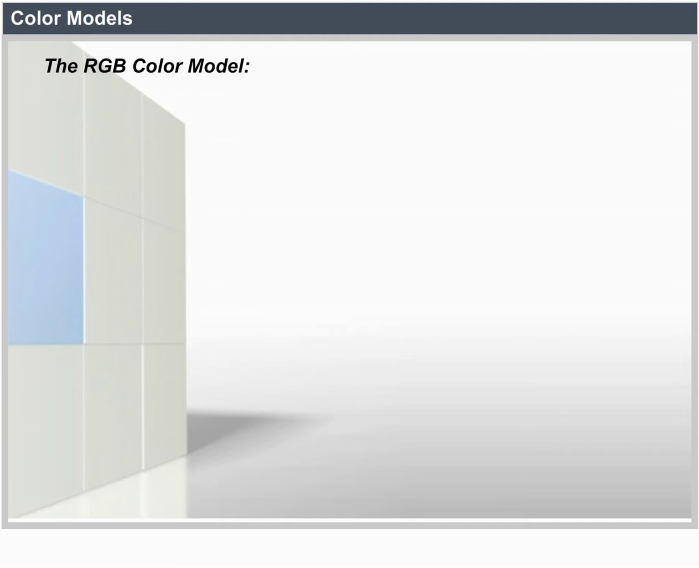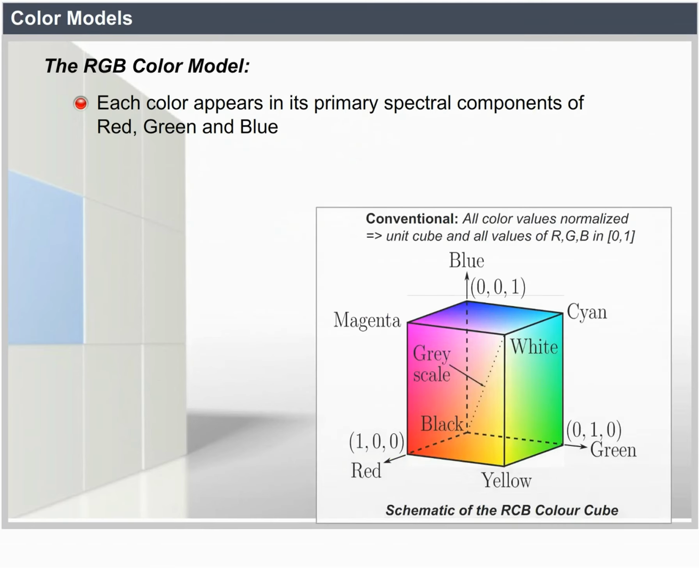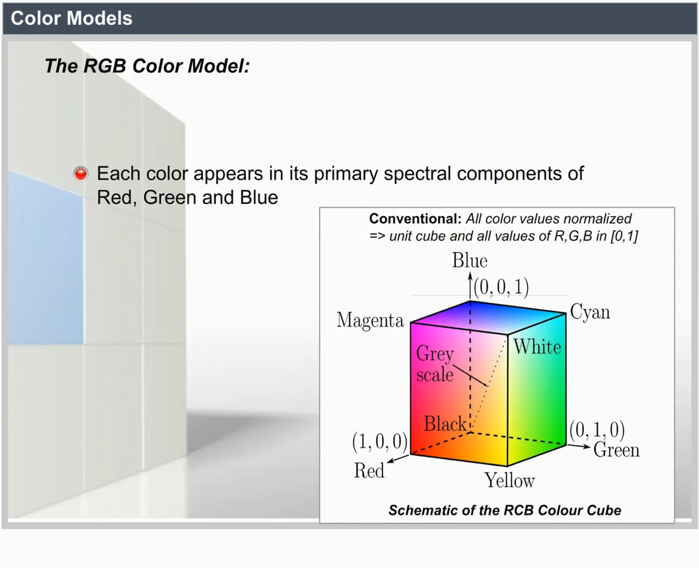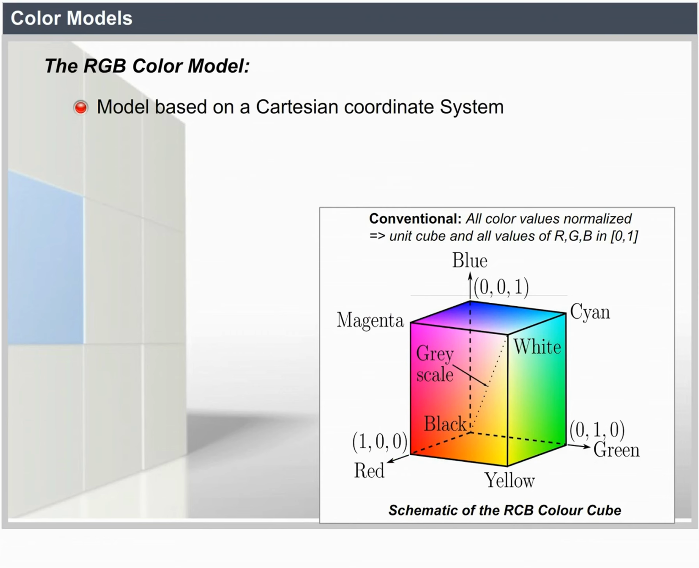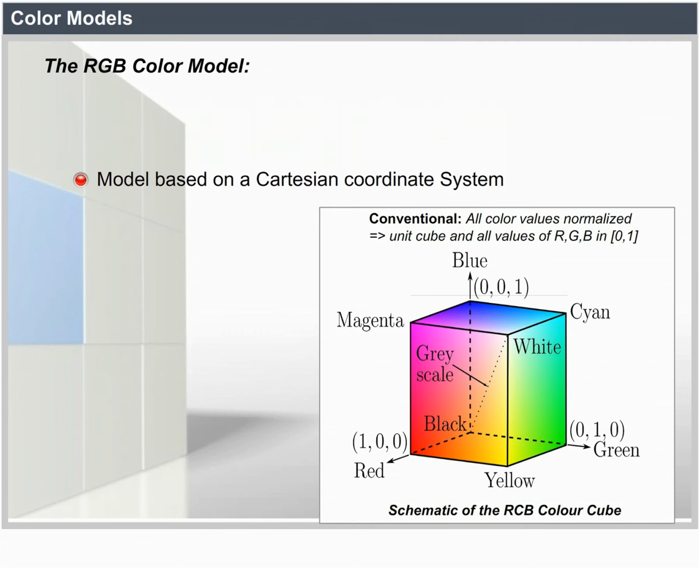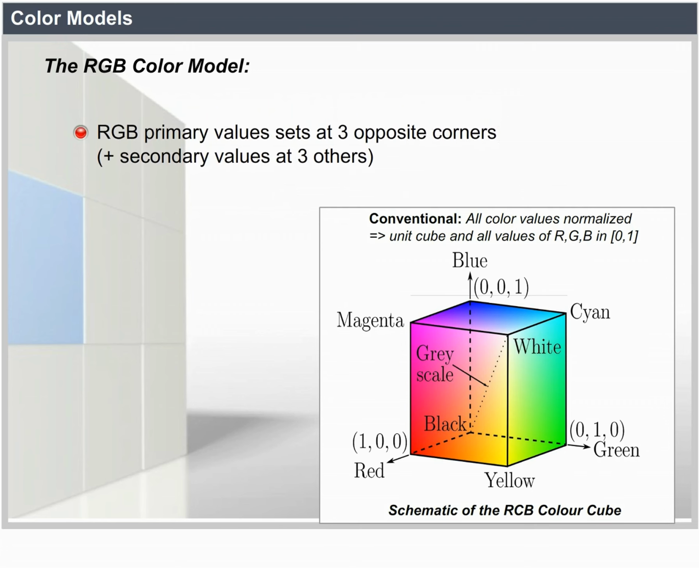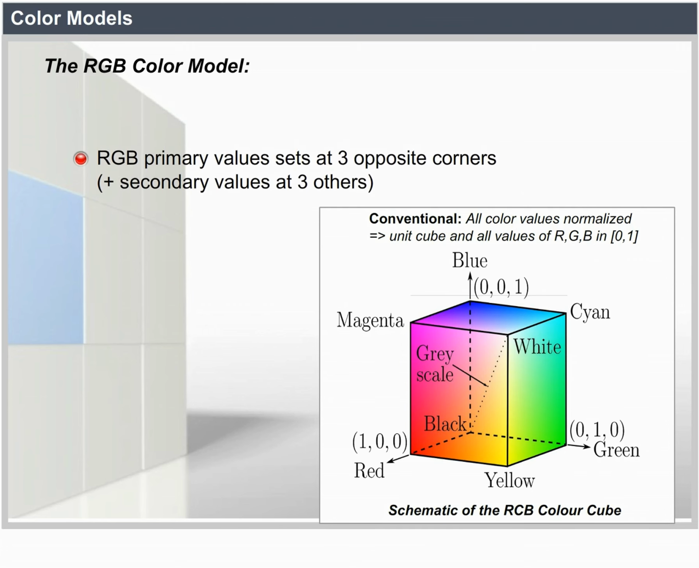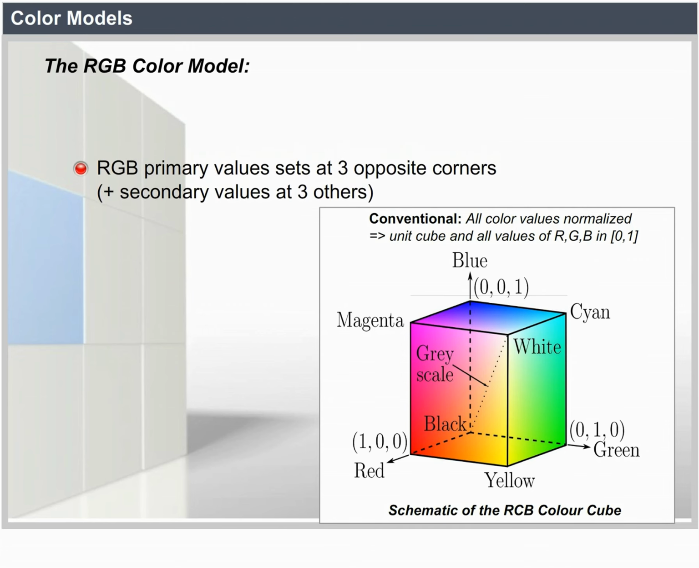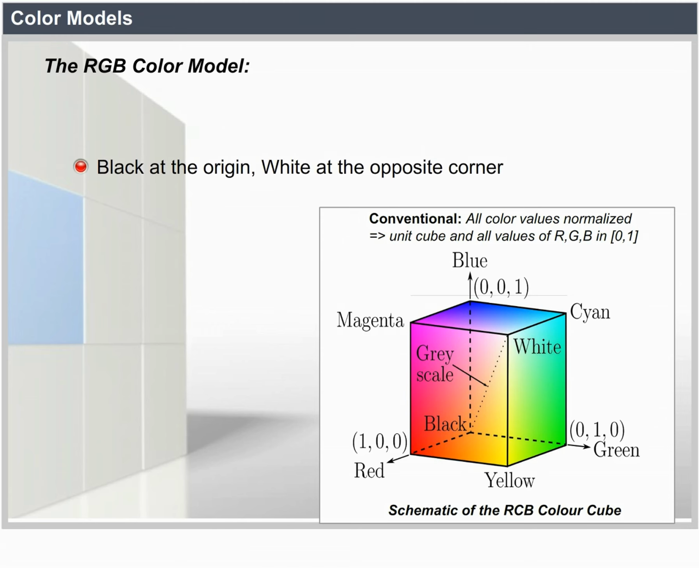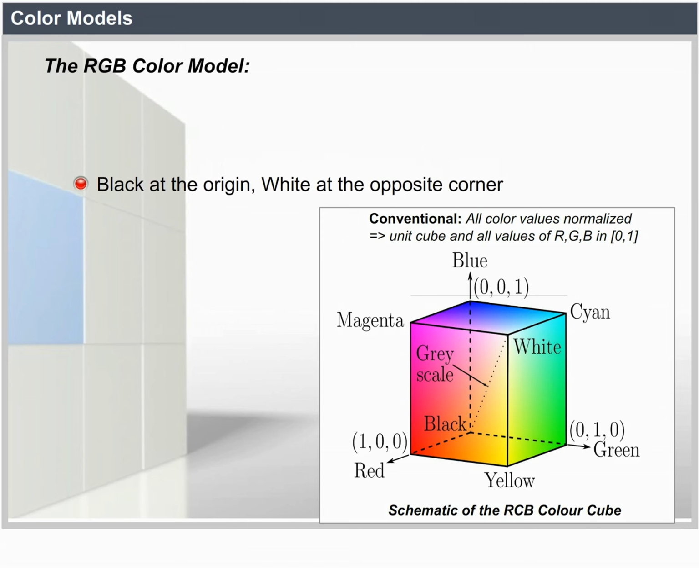The RGB color model. Each color appears in its primary spectral components of red, green, and blue. The model is based on a Cartesian coordinate system. The color subspace is a cube, with RGB primary values at three corners, plus secondary values at three others. Black is at the origin, white at the opposite corner. The figure shows a schematic of the RGB color cube.